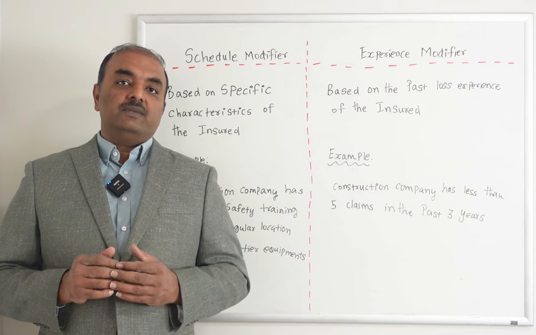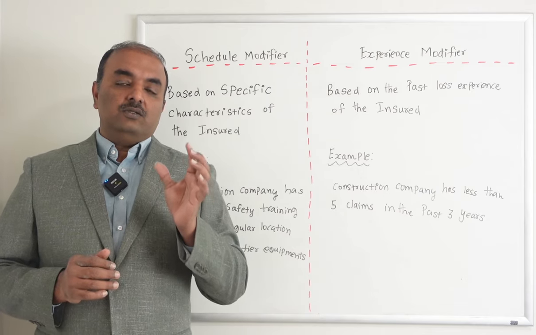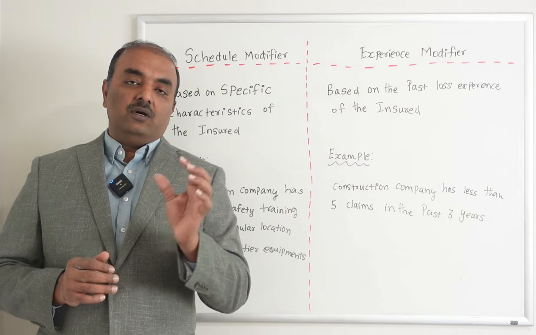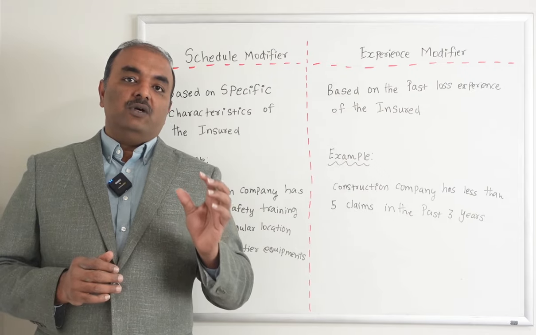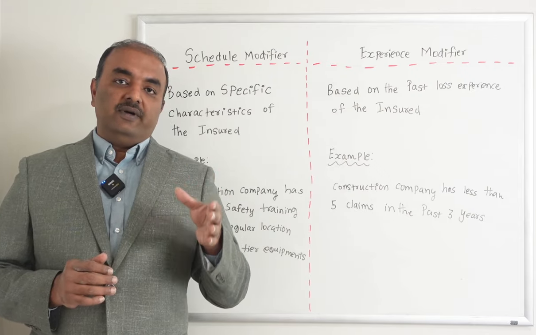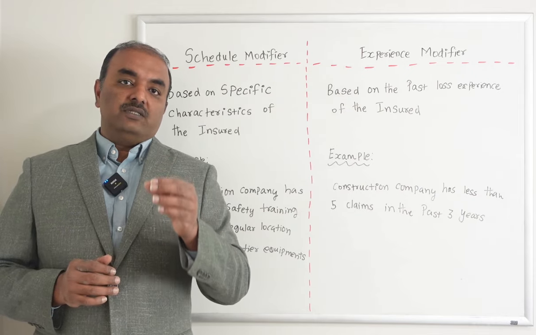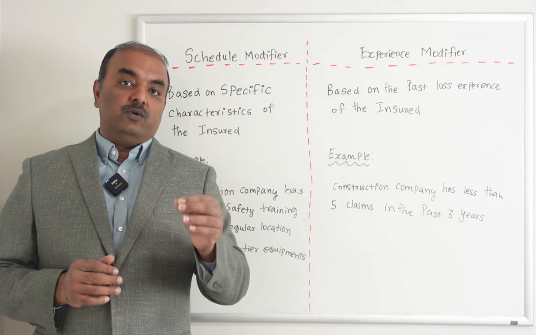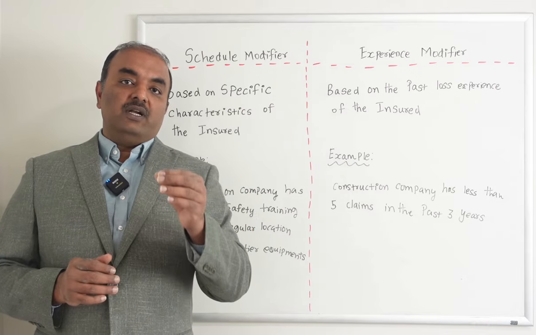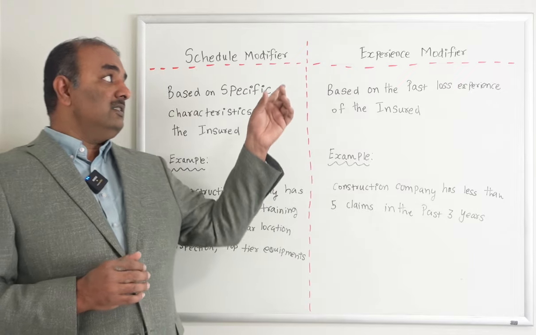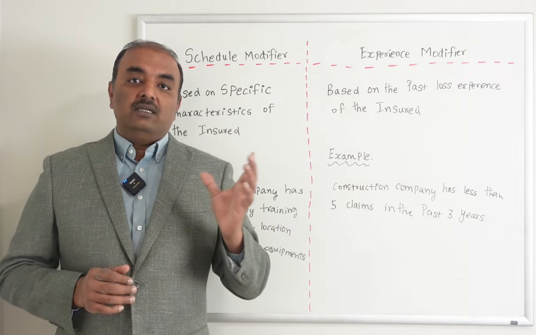How do they determine that? They have an X mod value, where the average value is 1. If it is more than 1, like 1.10 or 1.20, that means you have more claims than the average, so your premium could go up. For example, if your premium is 100k per year, it can go to 120 or 130. Whereas if your experience mod value is less than 1, maybe 0.8 or 0.9, your premium will reduce from 100k to 80k. So in short, this experience mod is calculated based on your past 3 years of claims history.